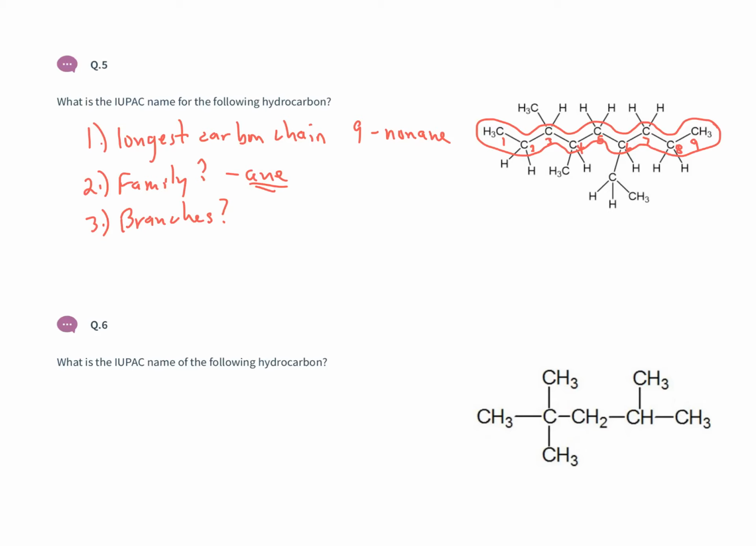So let's see, on this third carbon, I have a methyl group. On the fourth carbon, I have a methyl group. And on the sixth carbon, I also have an ethyl group. So putting that all together, I would have 6-ethyl-3,4-dimethylnonane.